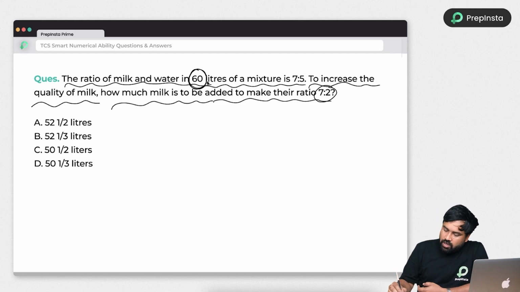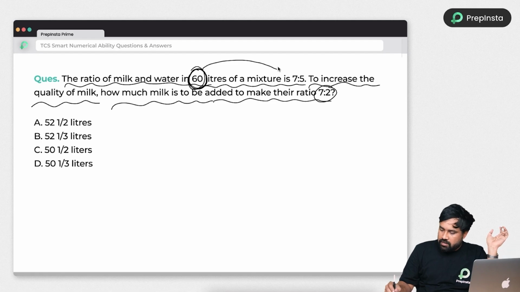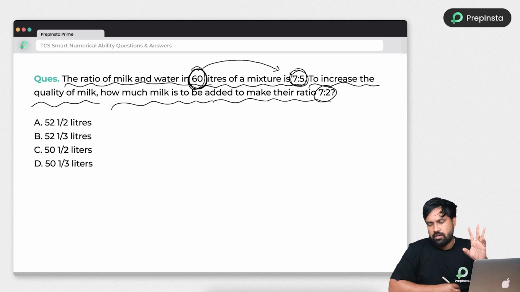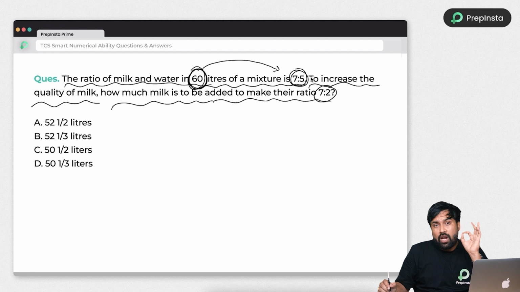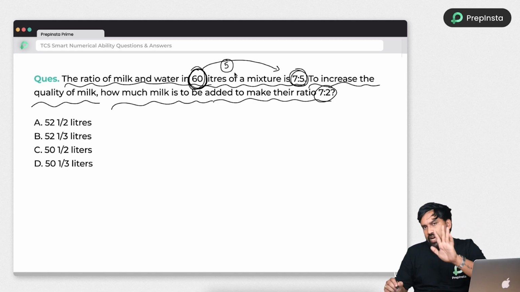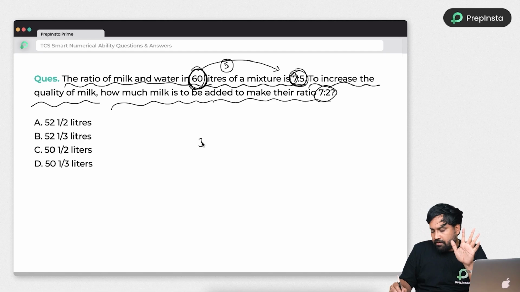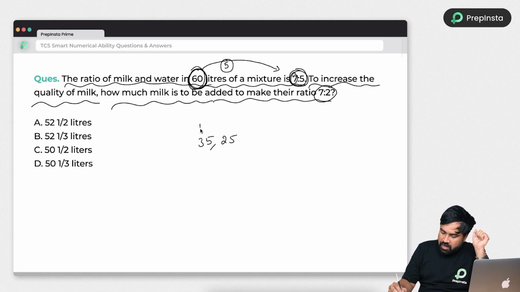See, whenever the initial quantity is given, the problem is damn easy, right? 60 liters, you need to divide into 7:5. Remember, you have to do it in your brain. Don't use pen and paper. 7 plus 5, how much? 12 units. So 60 divided by 12, equal number of units I am taking. So 60 divided by 12 is 5. So each unit is 5, then 7 units will be 35 and 5 units will be 25. Which is nothing but milk is 35 liters and water is 25 liters.